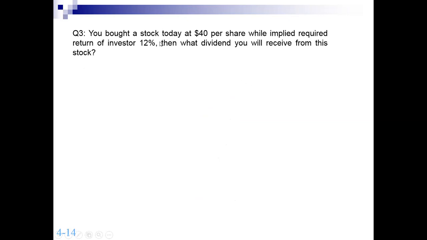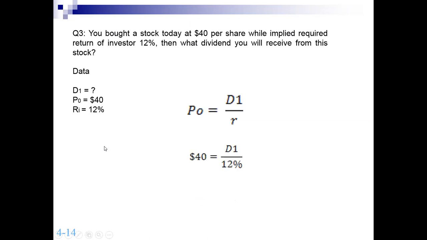Now look, you bought a stock today at 40. So this 40 should be taken as P naught. Investor required return is 12, so RI is 12%. What dividend will you receive from this stock? So we can calculate the dividend with the help of this formula. Now you will put in these two pieces of information, cross multiply, and get the dividend.